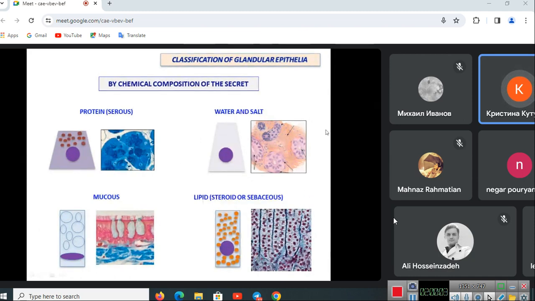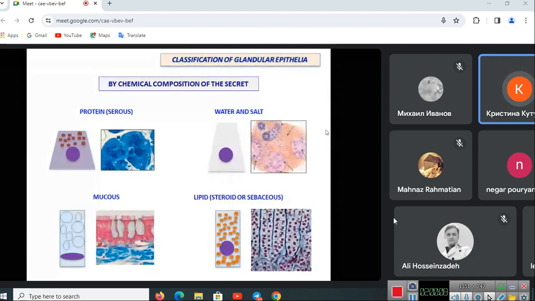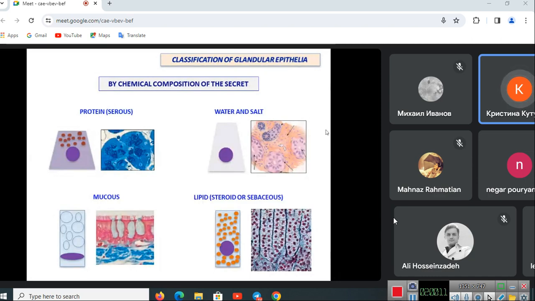Water and salt producing glands, examples are sweat glands in our skin, which produce sweat, and also lacrimal glands, which produce tears. Lipid producing glands are sebaceous glands in our skin, which produce lipids, sebum. Steroid producing glands are, for example, the adrenal cortex, the cortex of the adrenal gland, which produces steroid hormones.